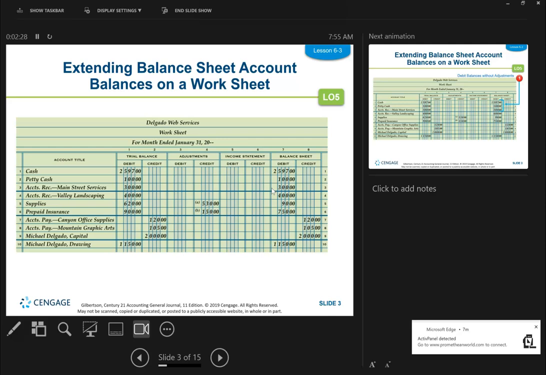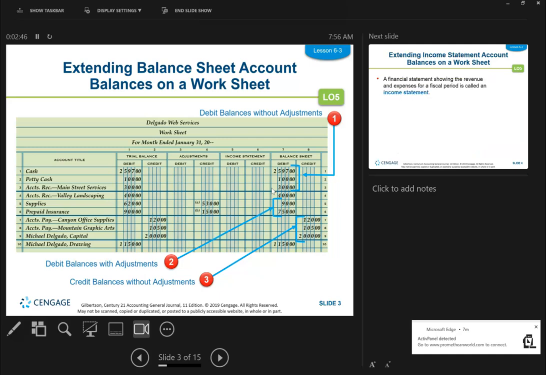So if you notice here, we have three types of entries on this. You have debits without adjustments. You have debits with adjustments. And then you have credits without adjustments. Everybody's okay with that? Now, the one that we're going to be concerned with today are these debits that include an adjustment.